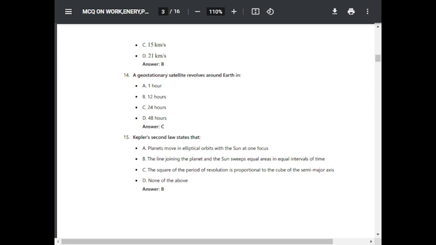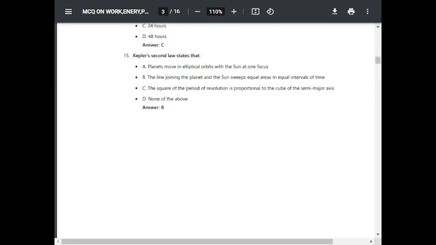Question number 15. Kepler's second law states that: option A, a planet moves in an elliptical orbit with the sun at one of its foci; option B, the line joining the planet and sun sweeps equal area in equal intervals of time; option C, the square of the period of revolution is proportional to the cube of the semi-major axis; option D, none of the above. Kepler's second law states that the line joining the planet and sun sweeps equal area in equal intervals of time. That is, option B is correct.